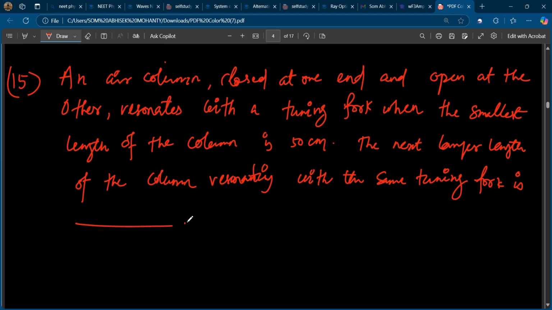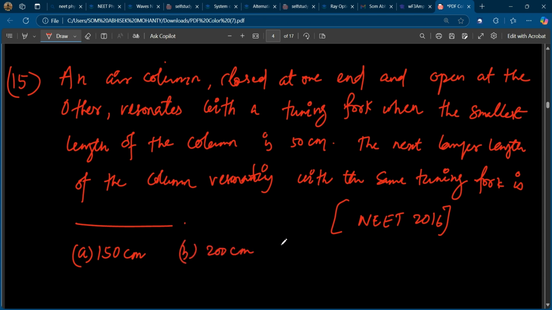So the options. This is NEET 2016 again. Option A, 150 centimeter. Option B, 200 centimeter. Option C, 66.7 centimeter. Option D, 100 centimeter. Right, so you have 1 minute. Try the question.